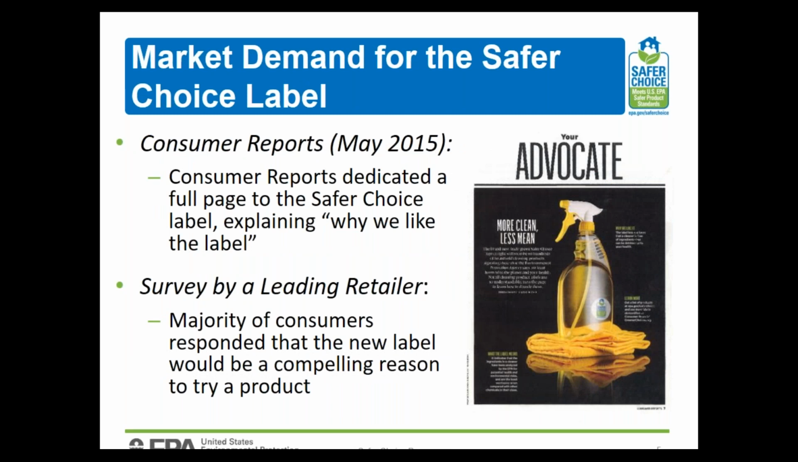So prior to Safer Choice, we were known as Design for the Environment, and we had a nice little logo. It was very cute. It had a globe. It said Design for the Environment, US EPA. But it really didn't communicate what our program does. And in 2015, we launched our new label, and it had a great reception.